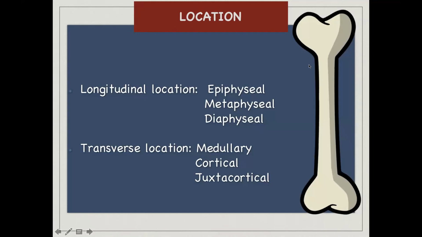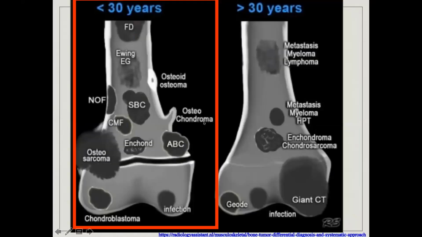By location, we mean whether the lesion is in the epiphysis, metaphysis, or diaphysis. So this is one longitudinal location which you want to know. Also, what you want to know is whether the lesion is cortical, juxtacortical, or medullary, because all this will again make a differential change.